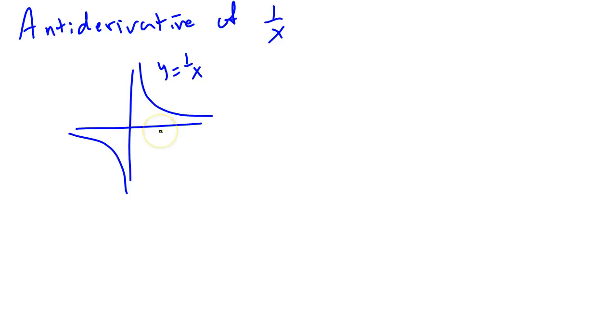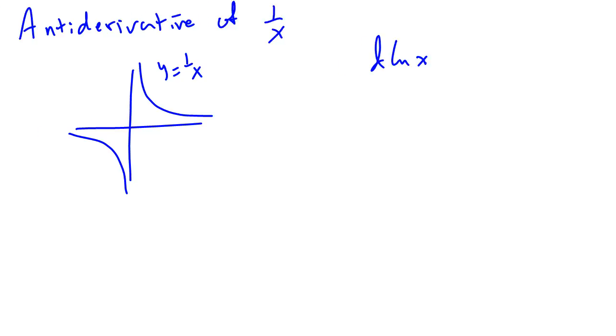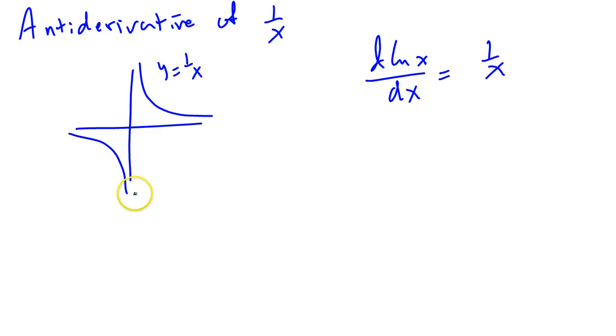And we know from Calc 1 that the derivative of the natural log of x... Let's move this a little bit. There we go. The derivative of the natural log of x is 1 over x. But the natural log of x, I'm going to draw this in red here. The graph of the natural log of x looks something like this. It never goes horizontal, but it doesn't go up very quickly.